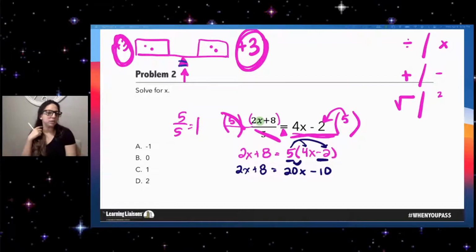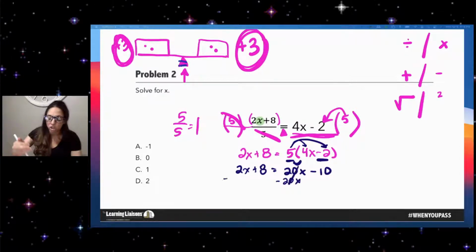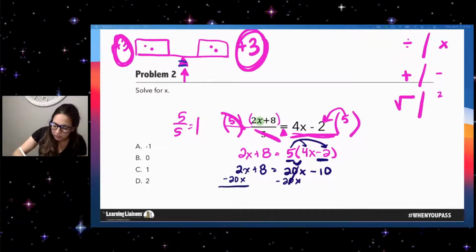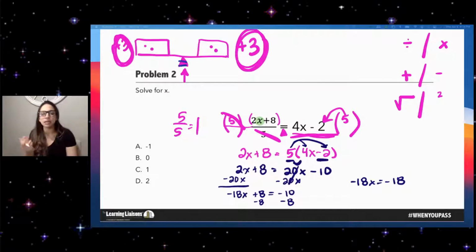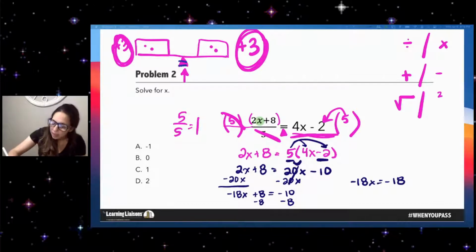So now all I need to do is combine the x's on one side and combine the non-x's on the other, because I can't add x's and non-x's. They're not like terms. So I'm going to subtract 20x from this side. 2 minus 20 is negative 18x. I'm going to keep everything else the same. Subtract 8 from both sides. Negative 18x equals negative 18, because negative 10 minus 8 means we're going from a negative further into the negative abyss. And then I'm going to divide both sides by negative 18.